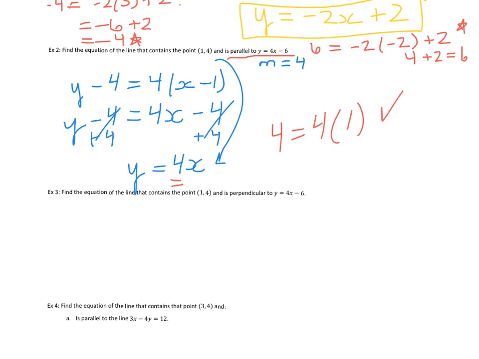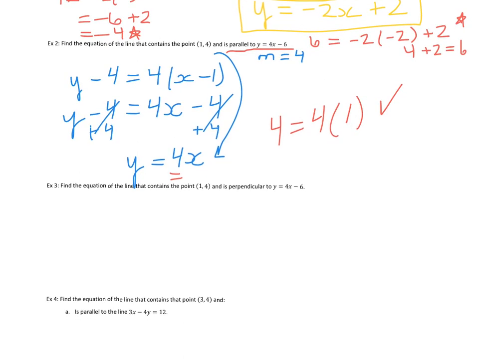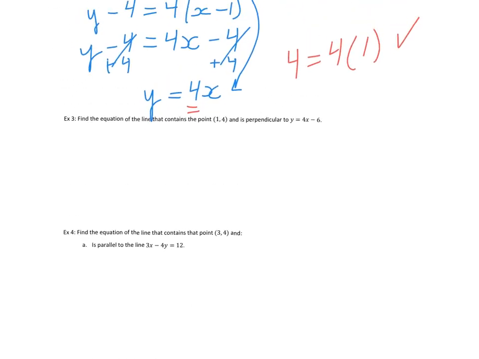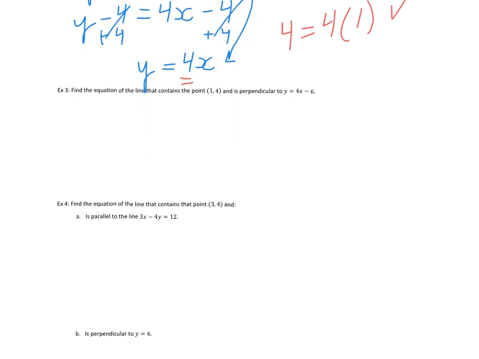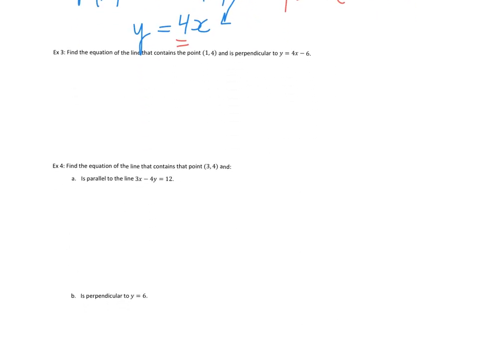So let's take that same problem, and let's say that now it's perpendicular to that same line. So what do we know about the slope of perpendicular lines? They're negative reciprocals. So in other words, whatever the slope is, we're going to flip it and change the sign. Okay, so now we have a line going through the point 1, 4, but now our slope is negative 1/4. So let's see how that changes.